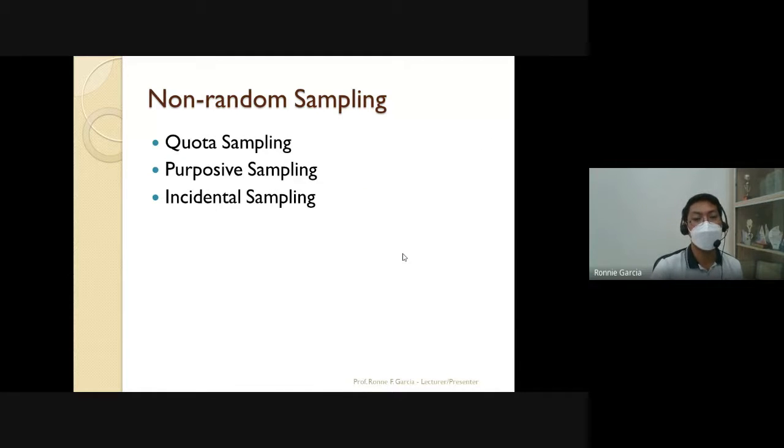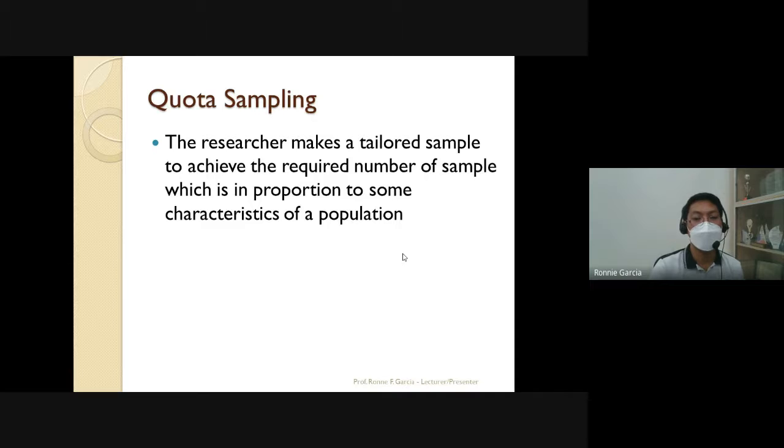And for non-random sampling, there are the types that are not random. These are quota, purposive, and incidental. In quota sampling, the researcher makes a tailored sample to achieve the required number of samples, which is in proportion to some characteristics of the population.